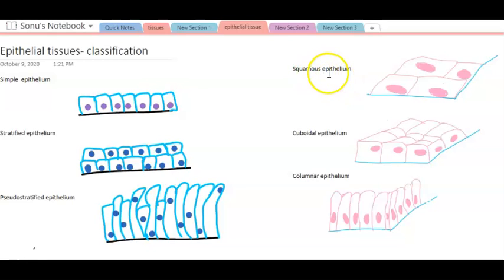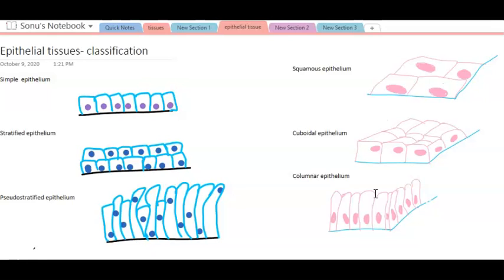Then coming to the classification according to the shape. So here it is squamous, meaning flat, cube shaped, column shaped. And in some cases, these cells will have small projections called microvilli or cilia. These are two different types of projections. Cilia can move particles over their surfaces, while microvilli increase the surface area of that particular lining and help in absorption.